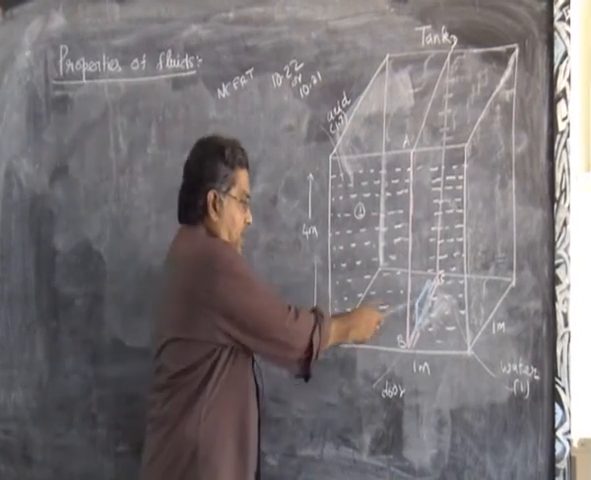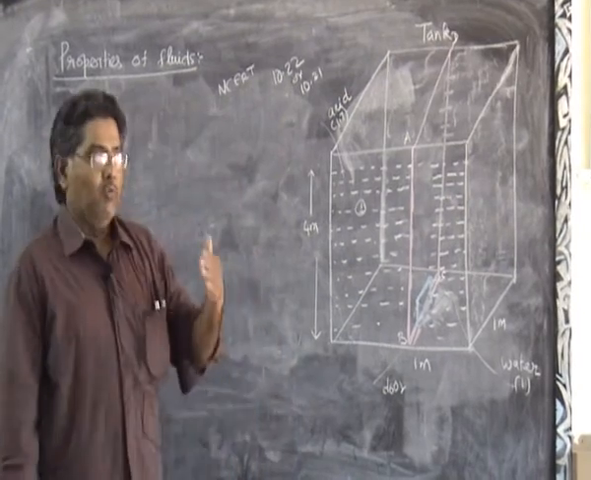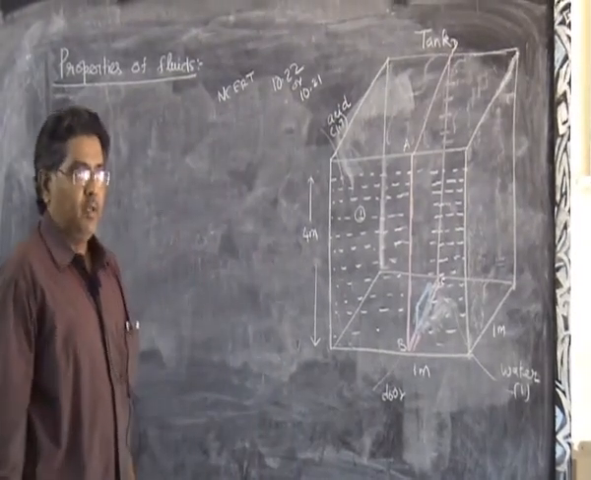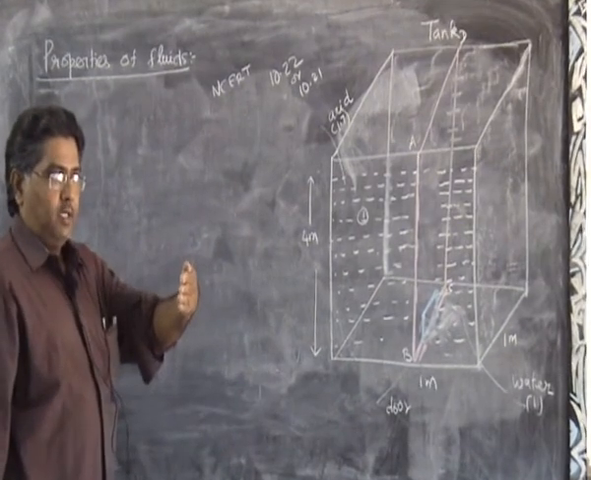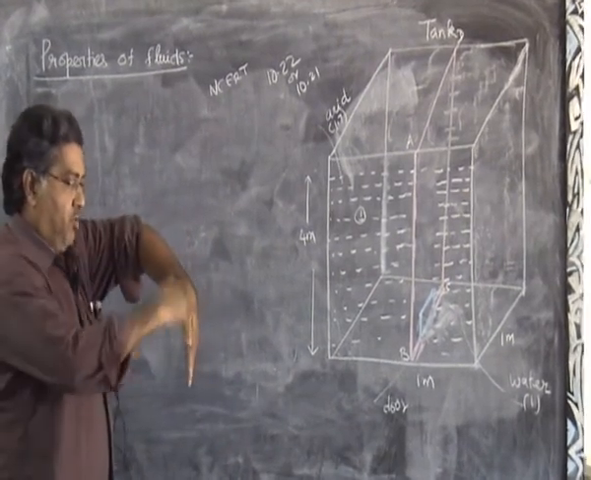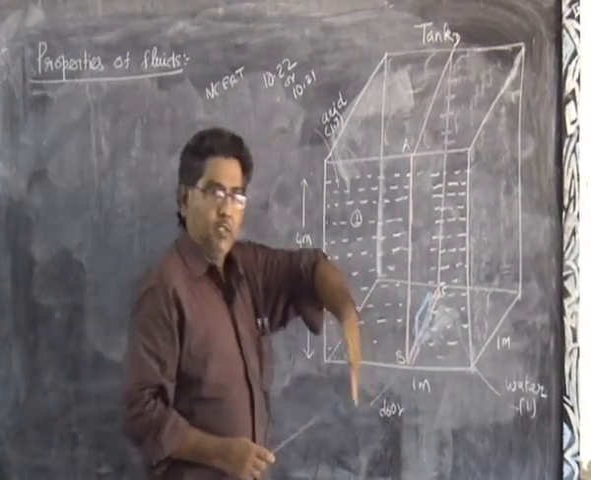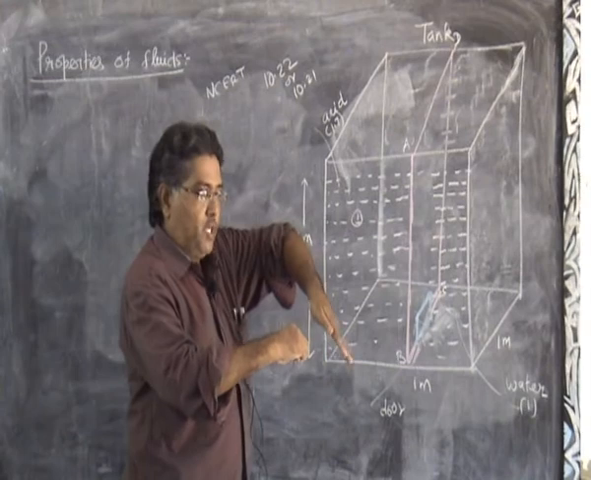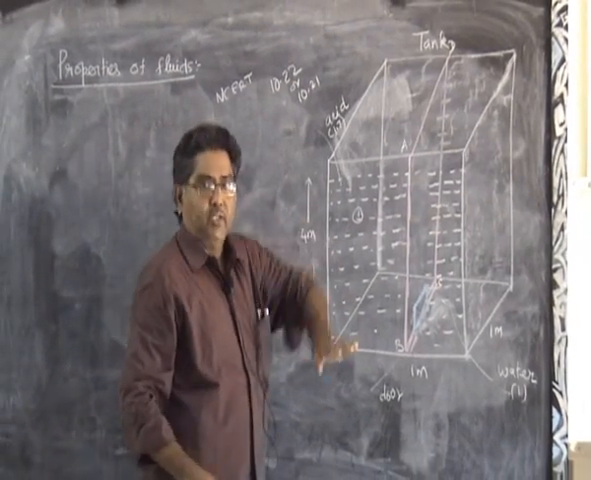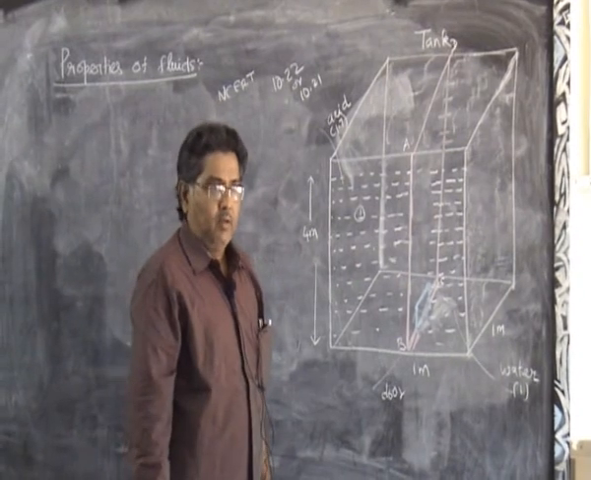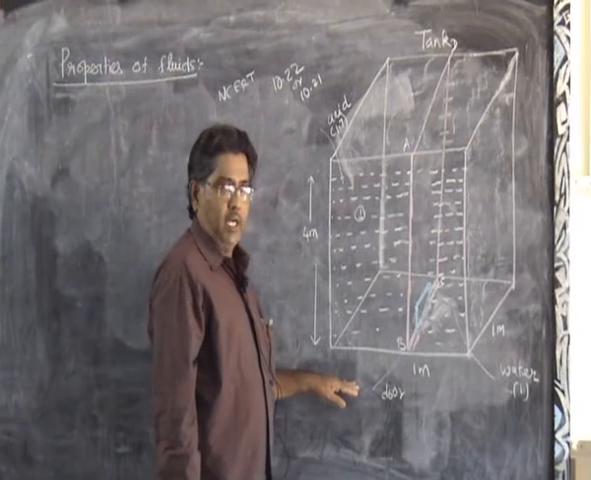Now if the pressures on both sides of the door are equal, the door will be closed. If this side has more pressure, the door will open like that. If this side has more pressure, the door will open like this. Correct? Shall I continue?